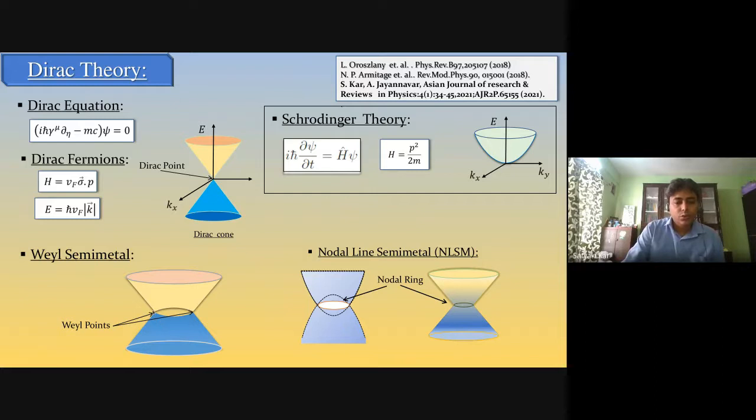So there, whenever the bulk dispersion relation shows this point touching of the conduction band and valence band in a linear fashion, those are called Weyl semimetals, and those points where they touch are called Weyl points. But more common in this kind of scenario is if the touching is not along some particular discrete points, but along some closed line in the Brillouin zone. And this is the typical cartoon for that, and that's what is called the nodal line semimetal. And this is what we are going to discuss in the rest of the talk.